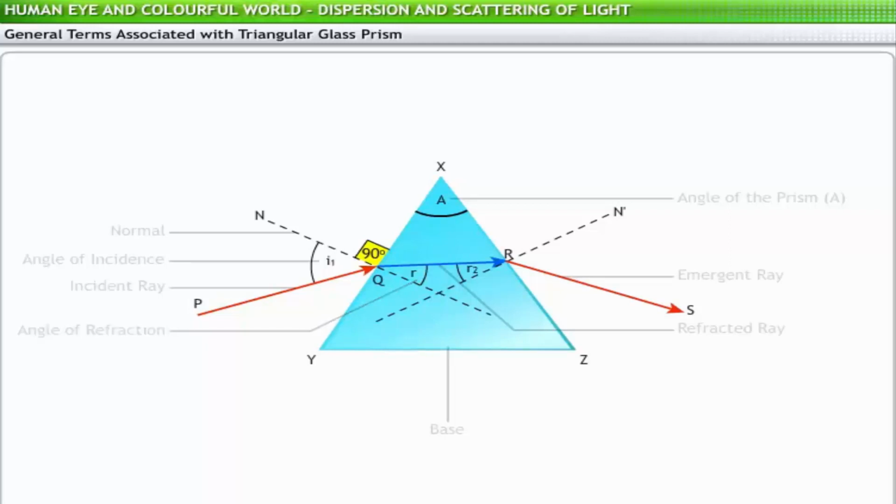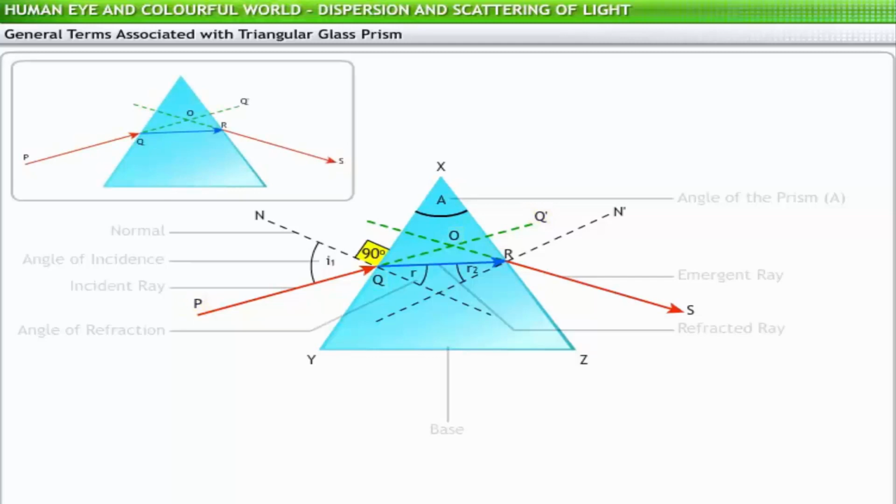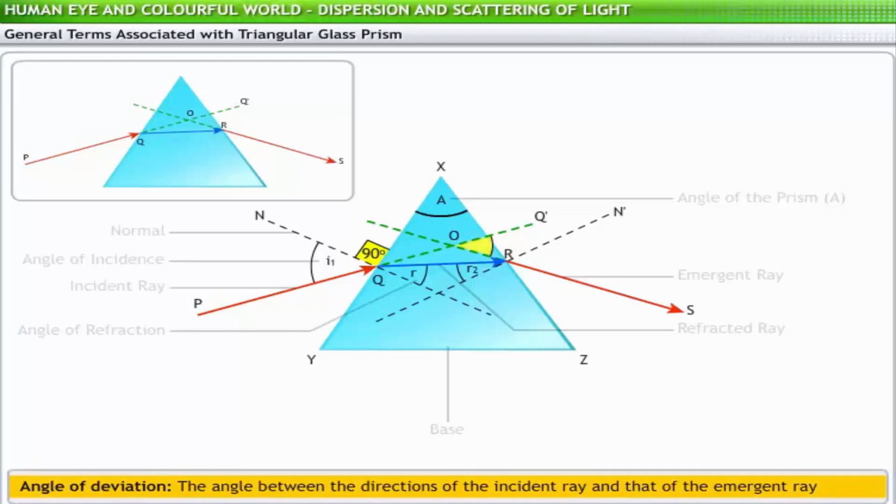In the absence of the glass prism, the incident light ray would follow the path PQ-OQ'. Due to the prism, the light ray emerges along the path ORS. Thus, the light ray deviates from its initial path. The angle between the directions of the incident ray and that of the emergent ray is called the angle of deviation and is represented by the Greek letter delta or theta d or the English letter d. Here, angle Q-OR is the angle of deviation.